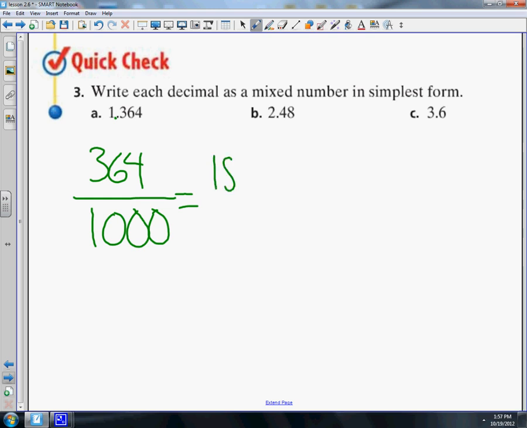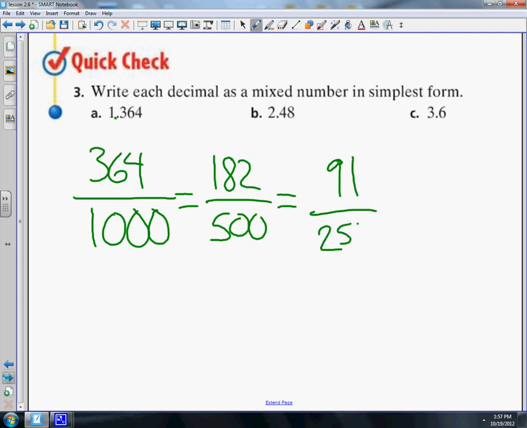So that's going to be 182 divided by 500. Remember, we're getting the fraction into simplest form. 182 and 500 are both even, so I know this isn't in simplest form still, so I'm going to divide it by 2 again. So that's going to be 91. That's what I meant to write. 91 over 250. 500 divided by 2 is 250. 182 divided by 2 is 91. And this is as simple as we can get that decimal.